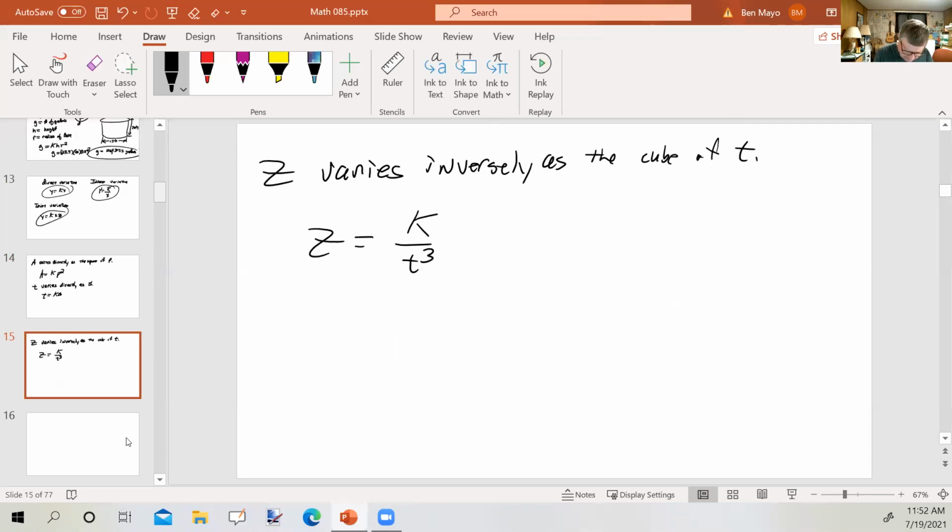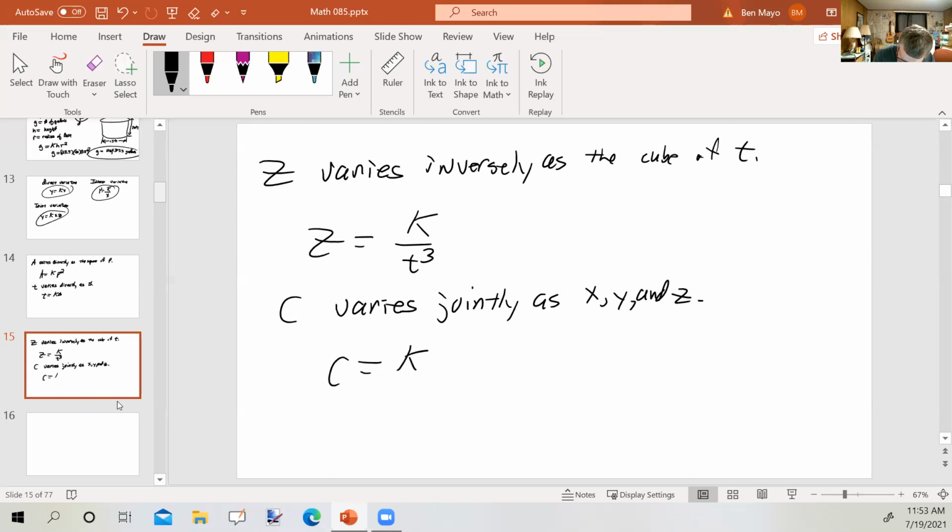All right. C varies jointly as X, Y, and Z. So you'd have C equals KXYZ. So you can actually have 3 variables over on the right side. Joint variation basically has more than 1 variable on the right side of the equation.